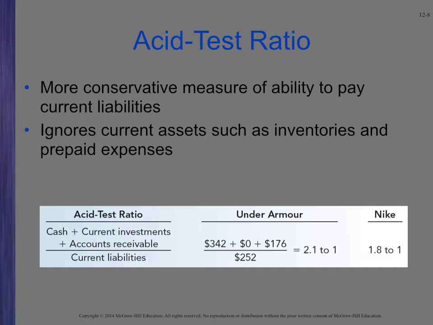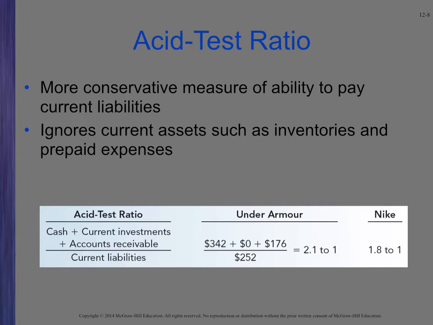The third measure of liquidity is the acid test ratio. The acid test ratio is similar to the current ratio, but is a more conservative measurement of current assets available to pay current liabilities. Don't forget, this is a more conservative, more pessimistic measurement. Specifically, the top half of the fraction, as you can clearly see here, includes only cash, current investments, and accounts receivable.